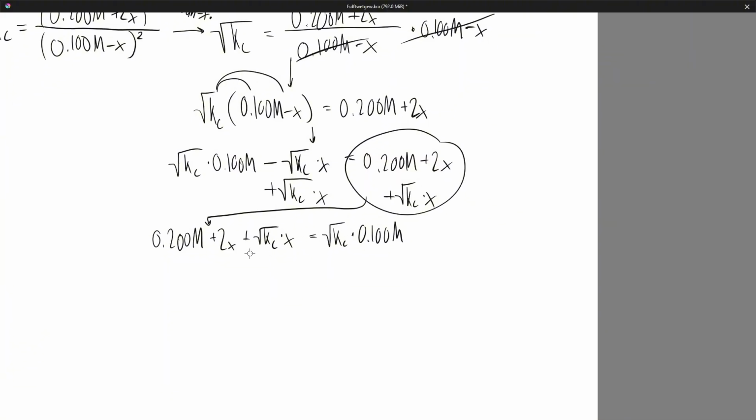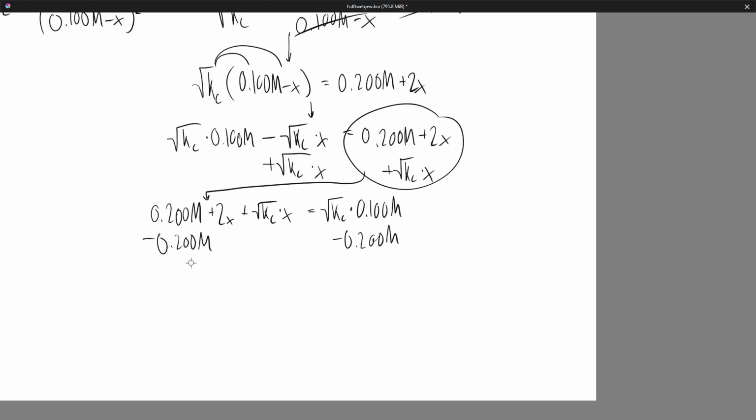Okay, now we want to isolate the x's further by just having the x like terms here. So I'm just gonna keep these here. So we subtract both sides by 0.200 molar. So now it's running out of room here. 2x plus square root Kc times x equals square root Kc times 0.100 molar minus 0.200 molar.